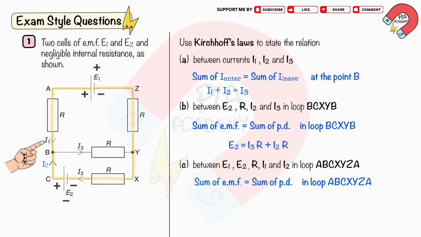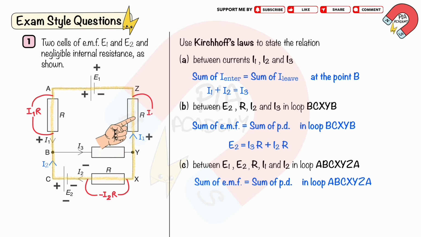The current I1 flows through this resistor in the anticlockwise direction, so I1 is positive. So, the PD across this resistor is I1R. The current I2 flows through this resistor in the clockwise direction, so I2 is negative. So, the PD across this resistor is minus I2R. The current I1 flows through this resistor in the anticlockwise direction, so I1 is positive. So, the PD across this resistor is I1R.